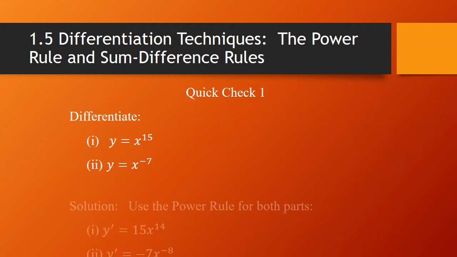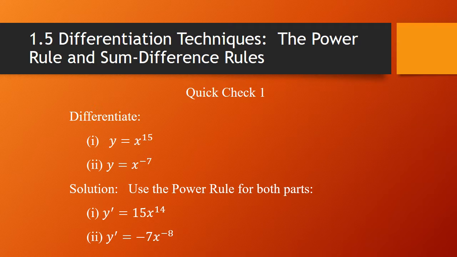All right, for the first one, we get 15x to the 14th. For the second one, negative 7x to the minus 8th, or you could write negative 7 over x to the 8th. Be careful with these negative powers. It's really easy to accidentally, when you're subtracting, think, okay, well, negative 7 minus 1 is negative 6. It's not. It is negative 8, and the negatives are the powers that people are going to make the most mistakes on doing this.